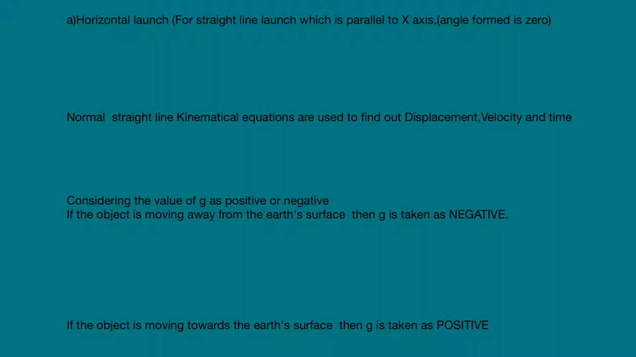Considering the value of g as positive or negative, we have to consider this very nicely, and remember the important point that if an object is thrown away from the earth, then it is moving away from the earth, so we have to take g as negative. And if an object is falling or thrown towards the earth, and it is falling down, initially it has been thrown towards the earth, then g is taken as positive because the object is thrown towards the earth.